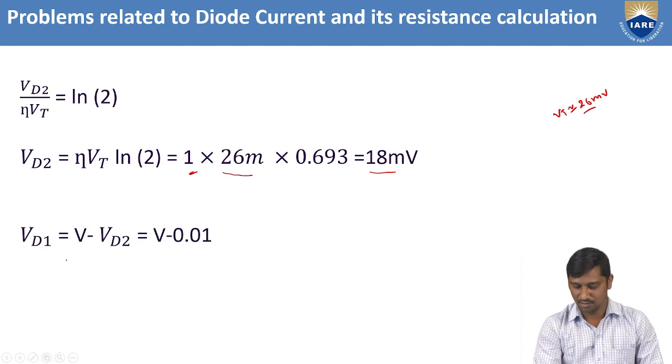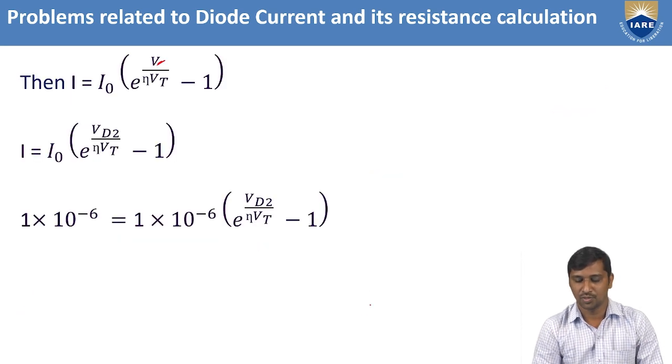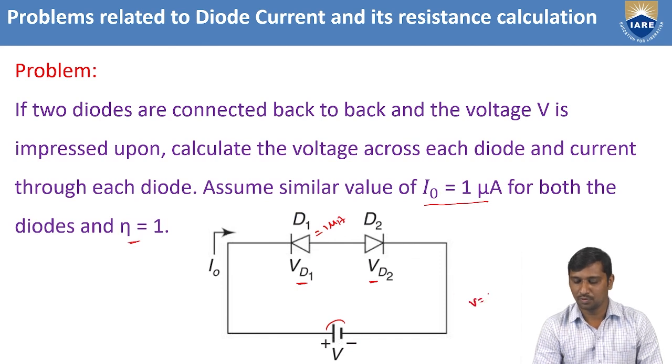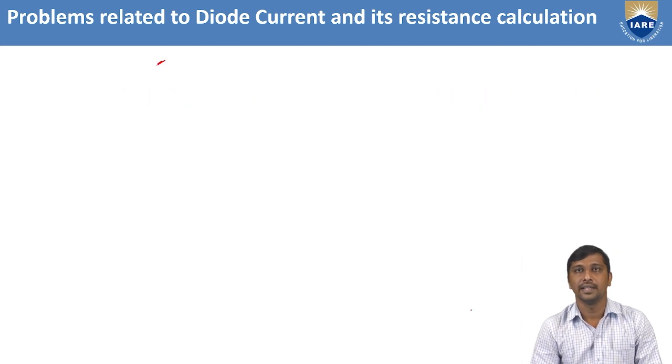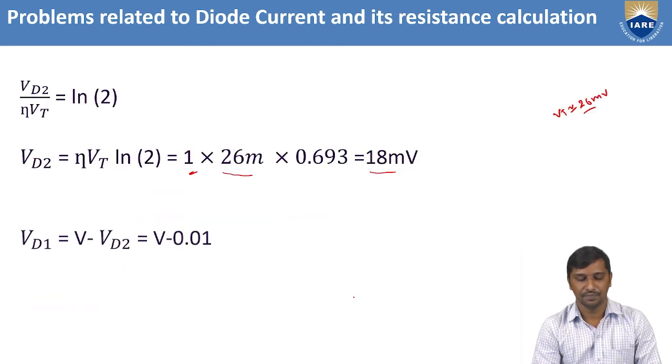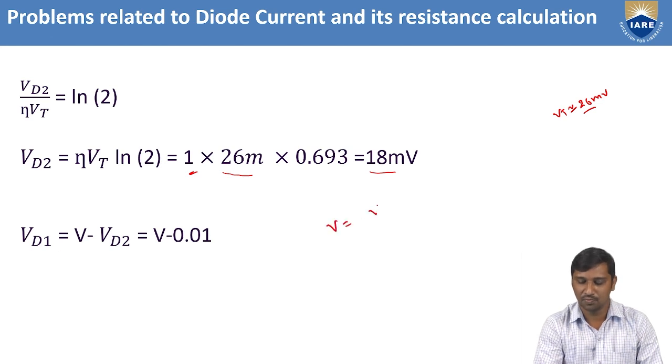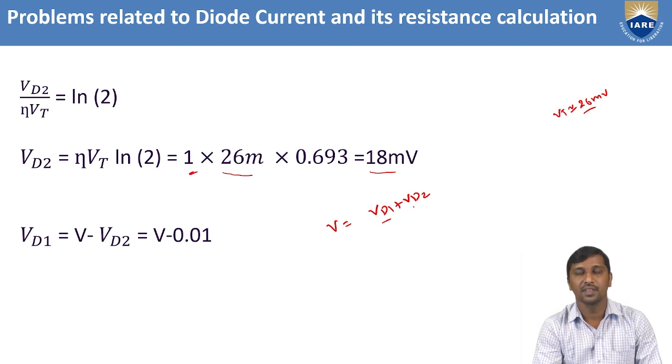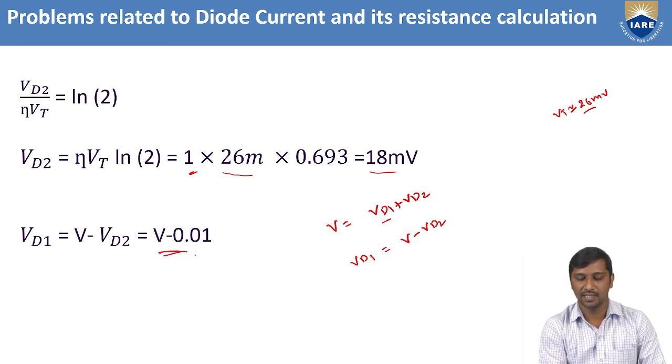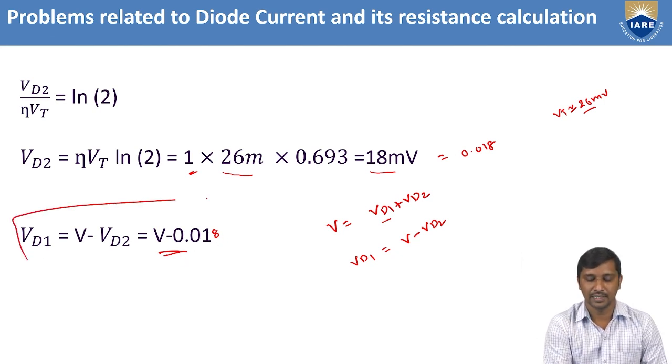Now, if you want to calculate VD1, if you observe the circuit, V is equal to VD1 plus VD2. From the circuit, the applied input voltage is passing through VD1 and VD2. From that, I represented V is equal to VD1 plus VD2. VD2 we already observed is 18 millivolts. We need to calculate VD1. So VD1 is equal to V minus VD2. Here 18 millivolts means 0.018. So VD1 is V minus 0.018. That is the voltage across VD1.